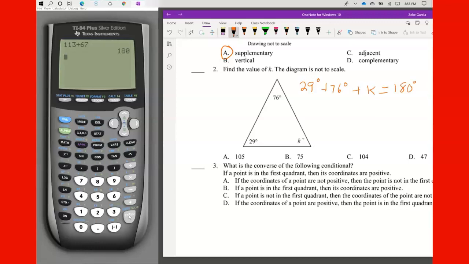So you're going to add 29 plus 76, and you get 105, plus K, the measurement of K, is 180 degrees. You're going to subtract 105 from both sides. And when you subtract 105, we know that 180 minus 105 is 75. So your answer is B.